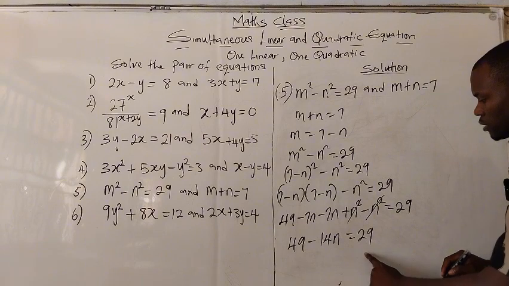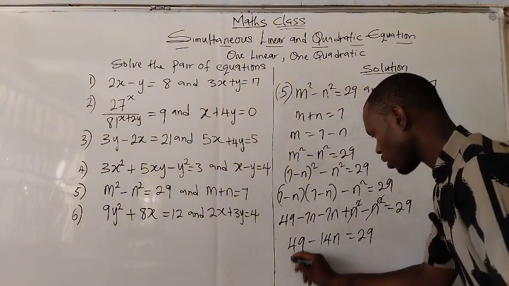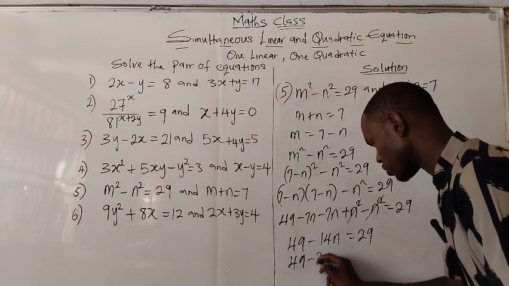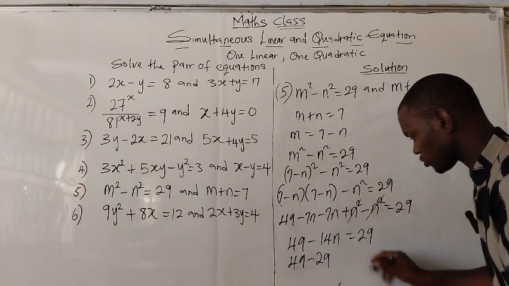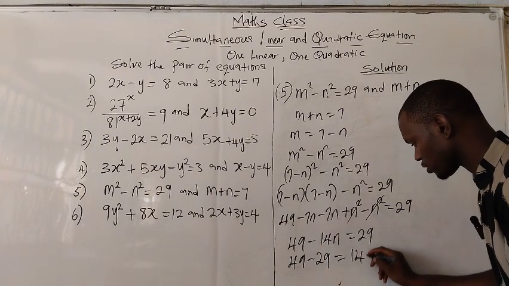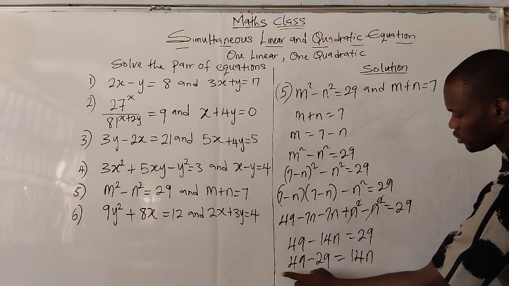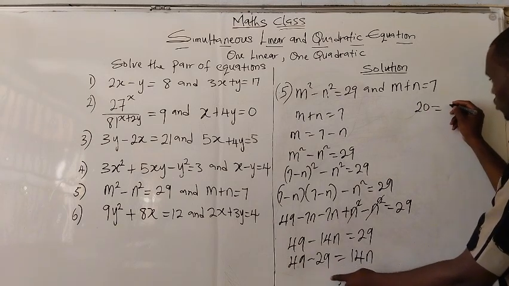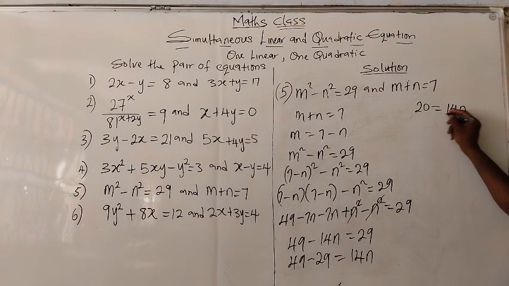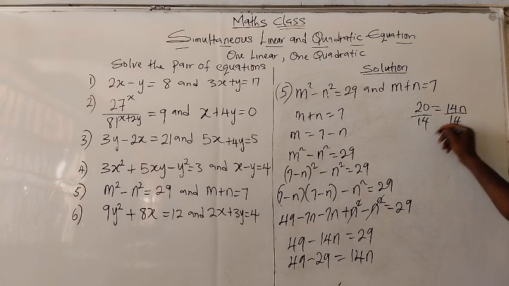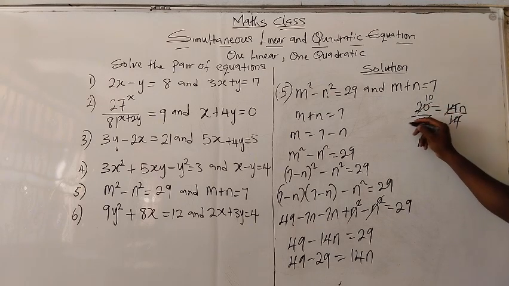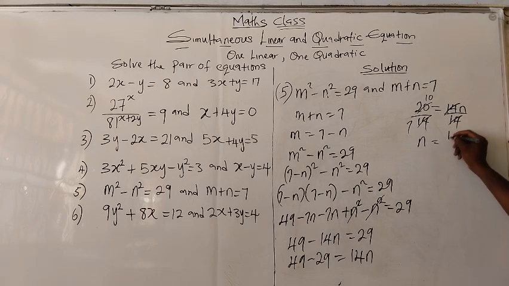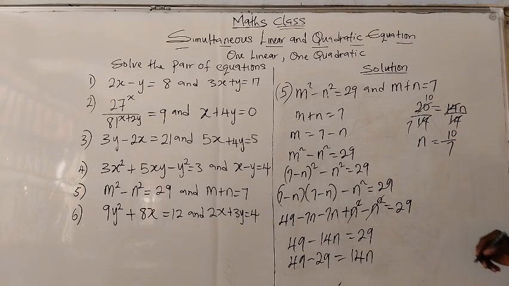Let us collect like terms. 29 will come over here. I will have 49 minus 29. Take 14n across. It becomes a positive 14n. Then subtract here. We are going to be having 20 equal to 14n. So we divide by 14 just to get the value of n. Cancel, cancel. 2 divide here 10, 2 divide here 7. So n is going to be 10 over 7.